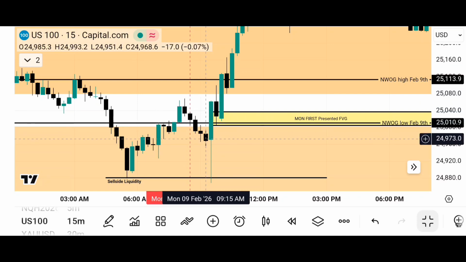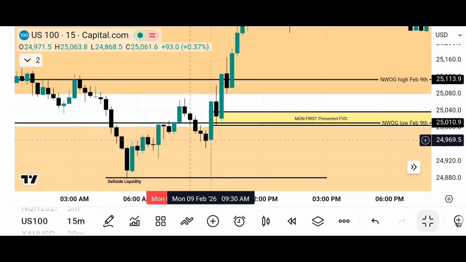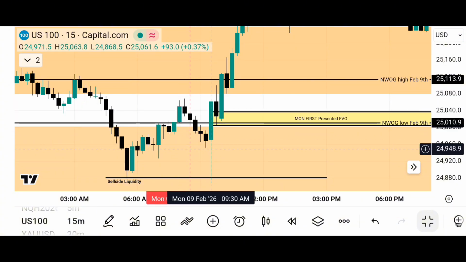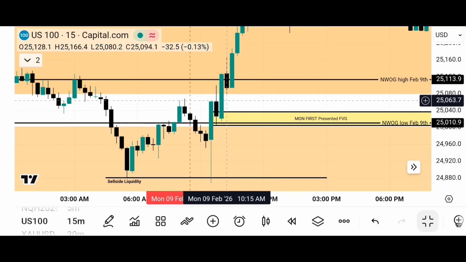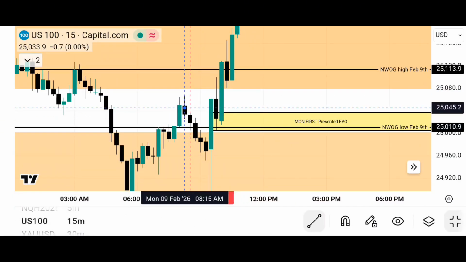This is a change in state of delivery in price, sell side delivery being offered and buy side delivery being offered. So there was a change in state of delivery from sell side to buy side, and you can see how price traded into it, respecting it.